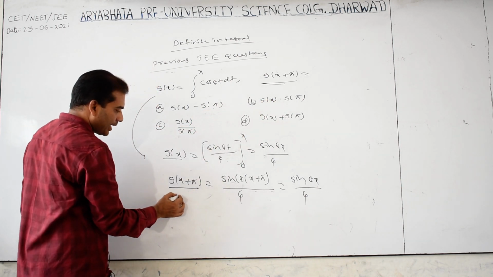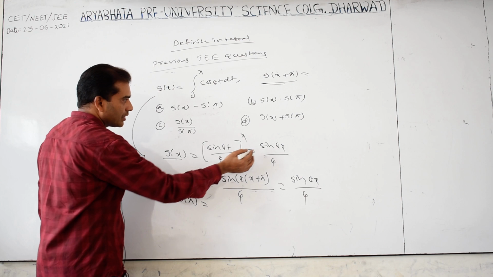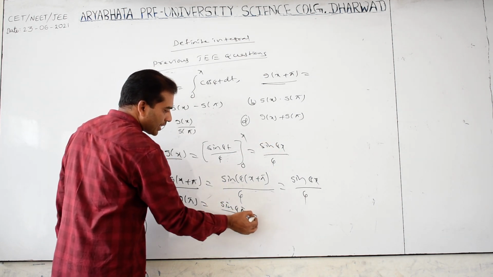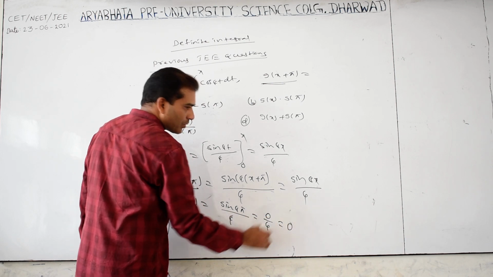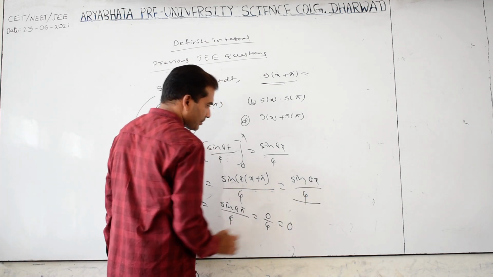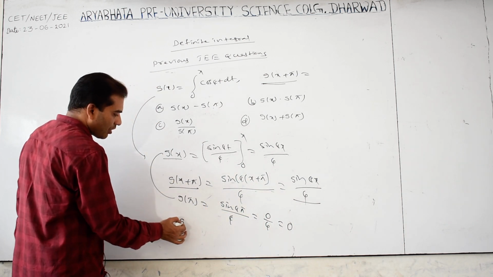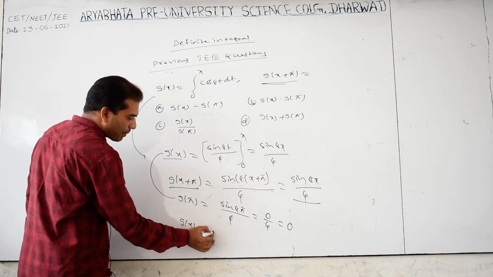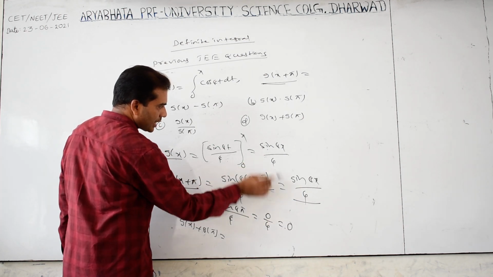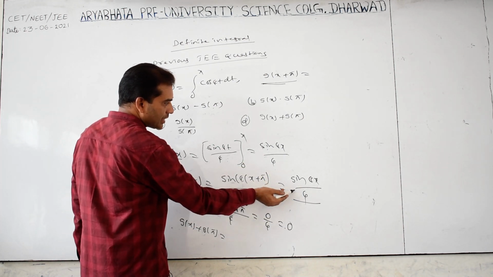So, let me find g of pi also: sin 4 pi by 4, sin 4 pi is 0, so 0 by 4 is 0. Now we will get the answer. g of x plus pi is this. Both add here: g of x plus g of pi is equal to g of x plus pi. If you add this 0, it will not change, we get the same.